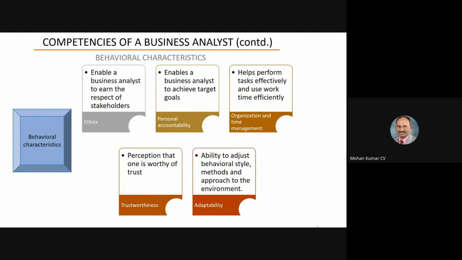The second is the behavioral characteristics. Behavioral characteristics is the second category, where the first thing is ethics. If you have got good ethics, then you automatically earn respect from your stakeholders.